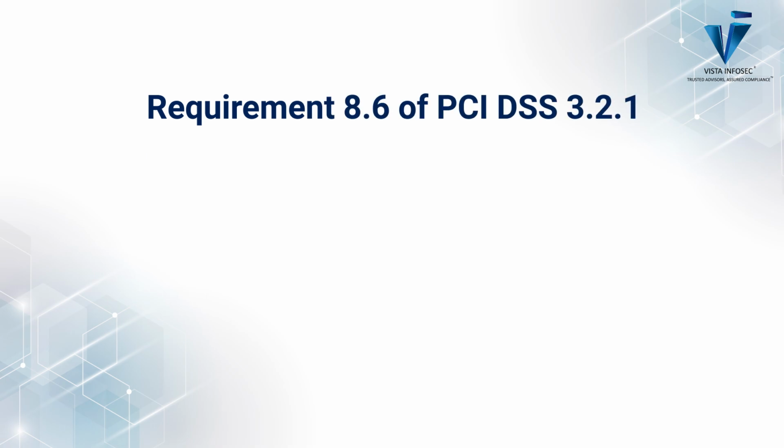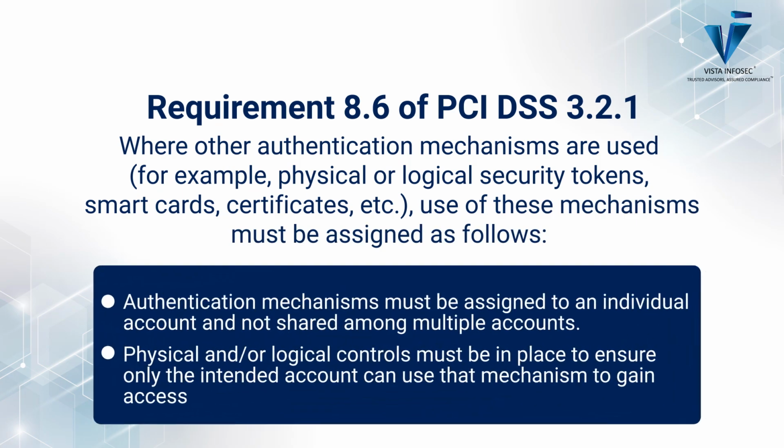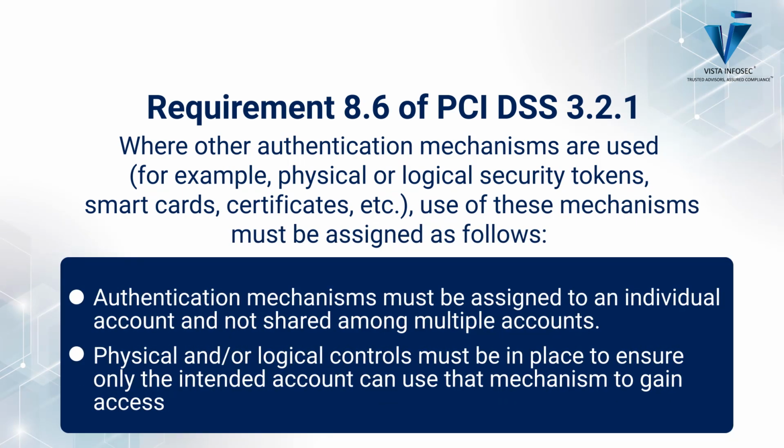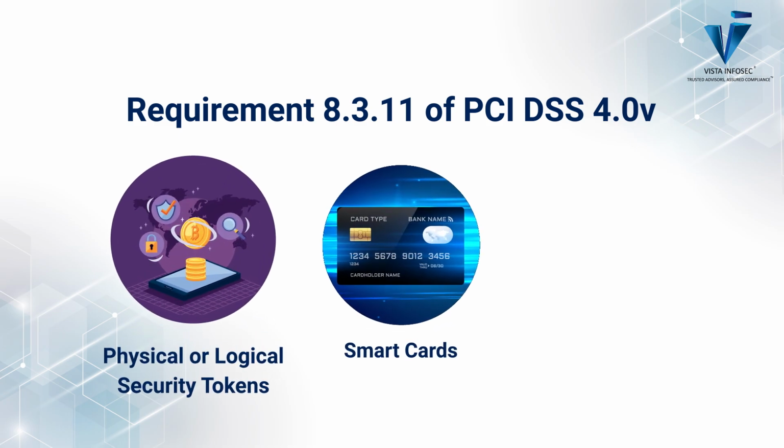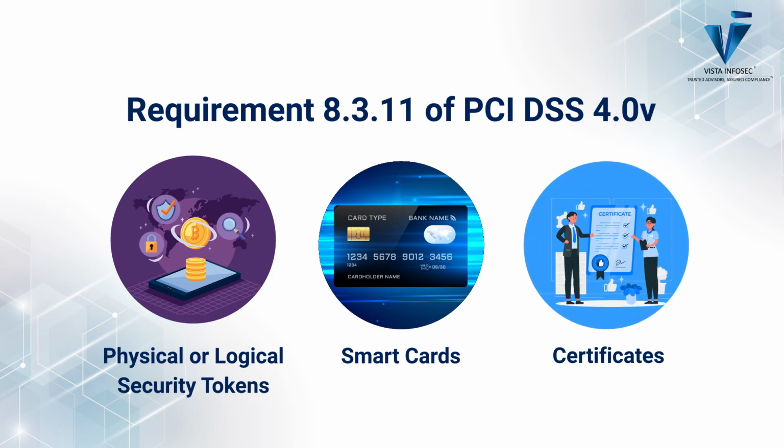So the next requirement under the older version was requirement 8.6, and this speaks about the authentication mechanisms and how they are used. For example, physical, logical, security tokens, smart cards, certificates, and how they are assigned. So there are two conditions, or two requirements, for that. And now this requirement has been moved into 8.3.11 under the new PCI DSS 4. And now this speaks about authentication factors such as physical or logical security tokens, smart cards, under requirement 8.3, that is.